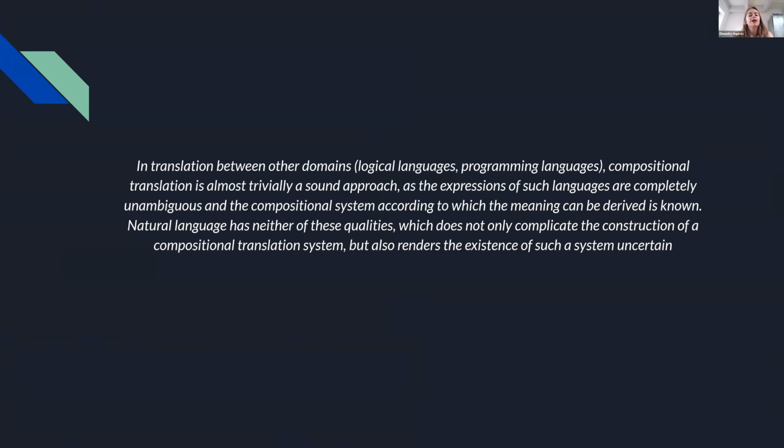And this quote is, "In translation between other domains, logical languages, programming languages, compositional translation is almost trivially a sound approach, as the expressions of such languages are completely unambiguous and the compositional system according to which the meaning can be derived is known. Natural language has neither of these qualities, which does not only complicate the construction of a compositional translation system, but also renders the existence of such a system uncertain." Now, I don't think that at the time I envisioned that this is really going to be the thing that I was going to be thinking about for many more years to come.